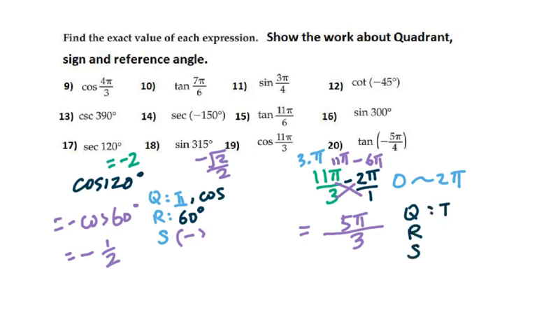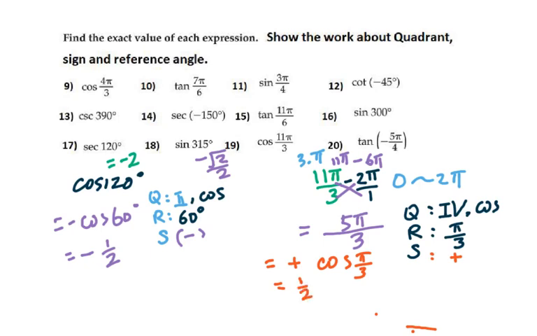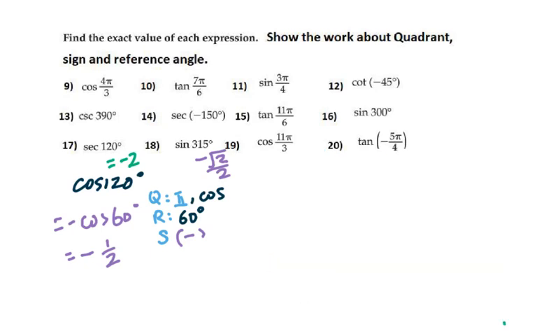Then I go to QRS. That's a fourth quadrant. Reference angle pi over 3. For cosine to the fourth quadrant, that's a positive. So I can write down equals positive cosine pi over 3. Pi over 3, that's 60, so 1 over 2. Now let's go to 20.